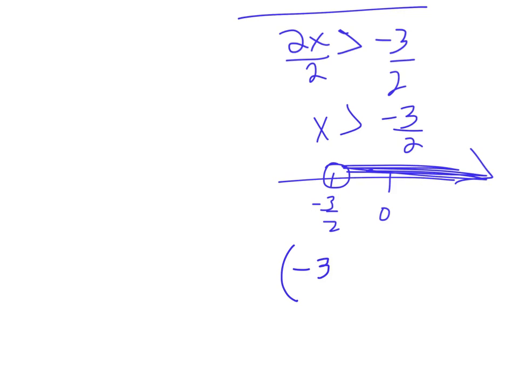You're right. Good. It's an open circle. So negative 3 over 2, comma, infinity. You don't need a union because it's not squared.